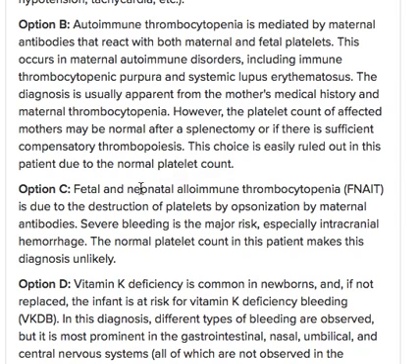Option C, fetal and neonatal alloimmune thrombocytopenia, FNAIT, is due to the destruction of platelets by opsonization by maternal antibodies. Severe bleeding is the major risk, especially intracranial hemorrhage. The normal platelet count in this patient makes this diagnosis unlikely.